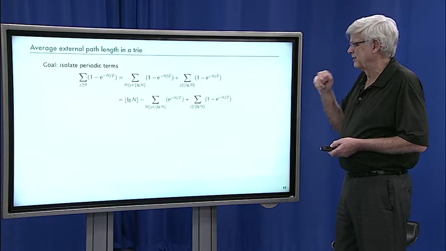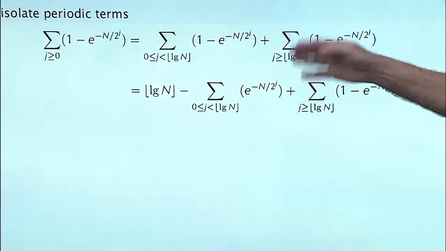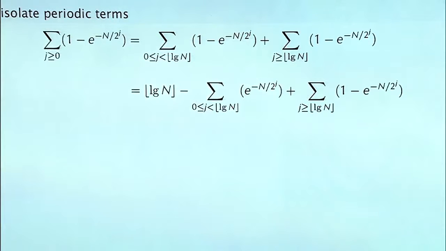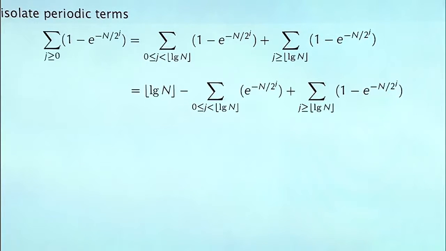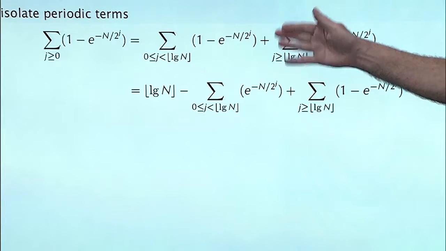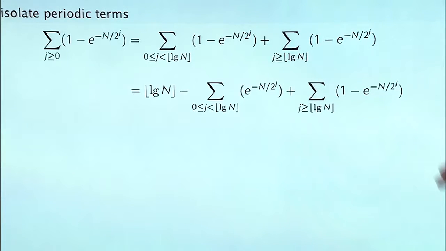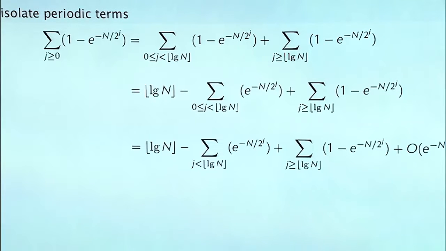In this case, we just split off the log n, so we get floor of log n. And then we have the second one, e to the minus n over 2 to the j, and that's just splitting the first sum into 2 parts. And then this one is the same, so no change there.